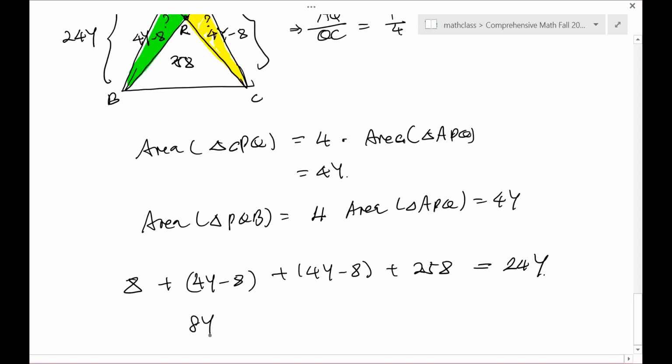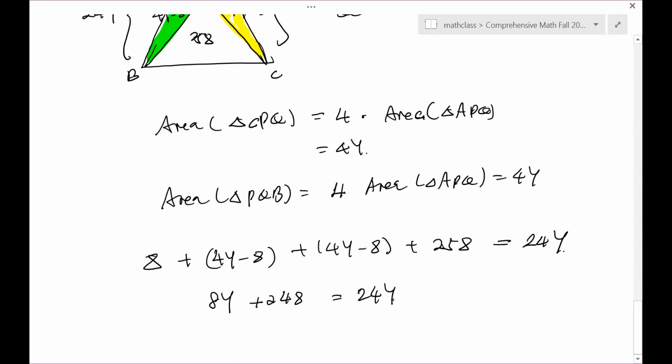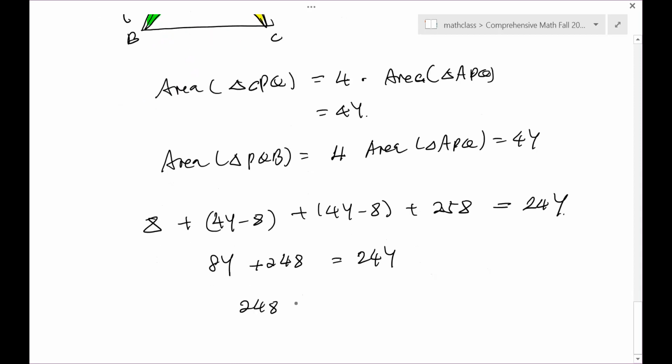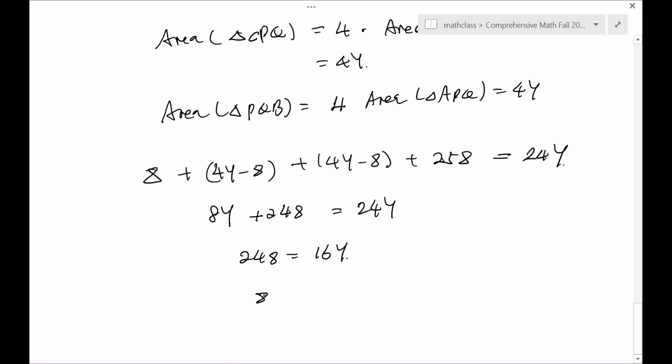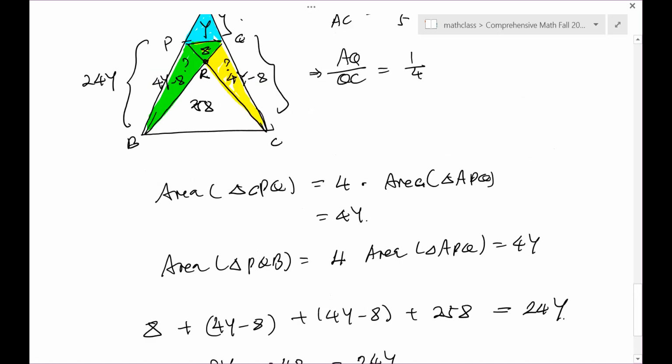Here's 8y plus 24x equals 24y. So that means 24x equals 16y, right? That means x over y is going to be 16 over 24, which is 2 over 3. So the relation between x and y is 2 over 3.